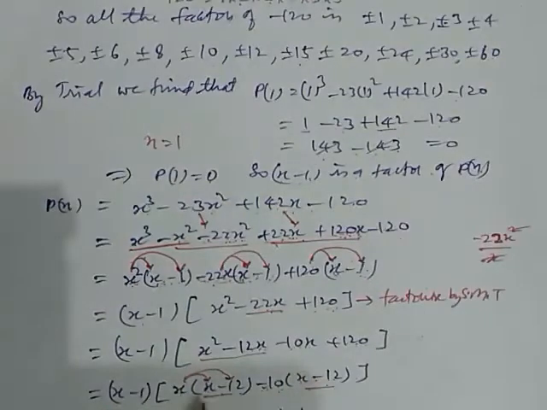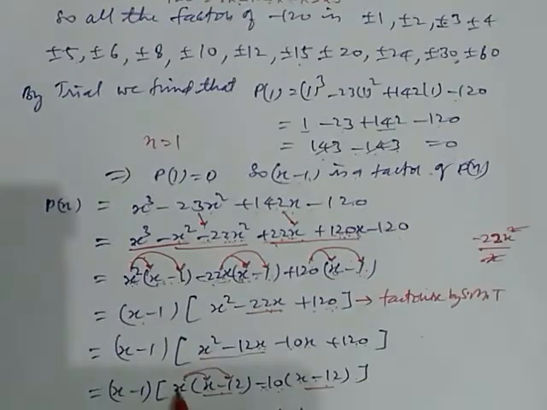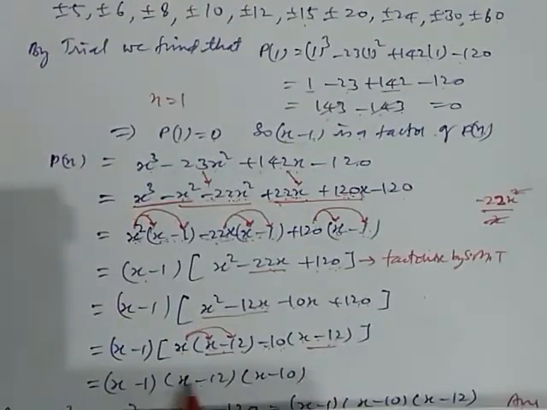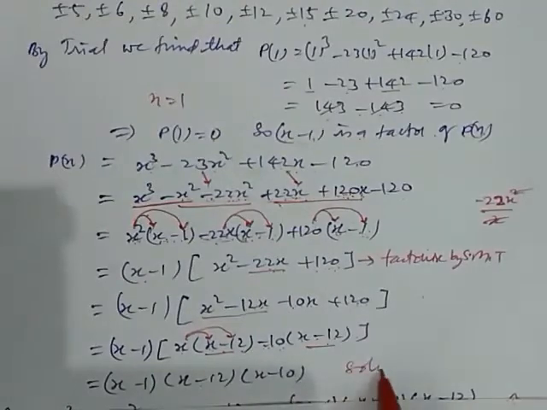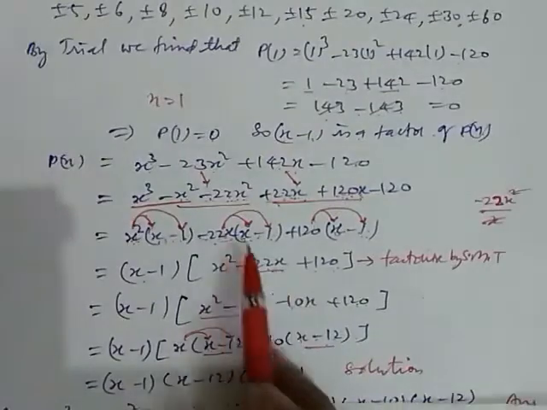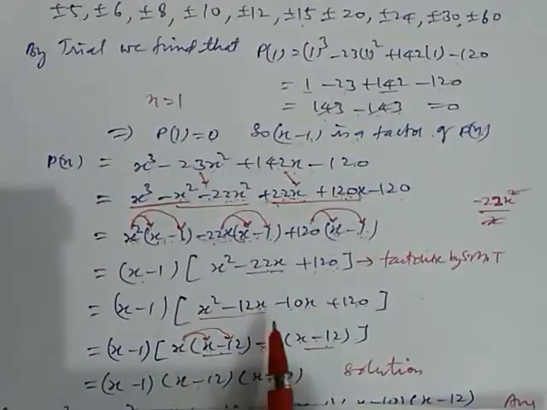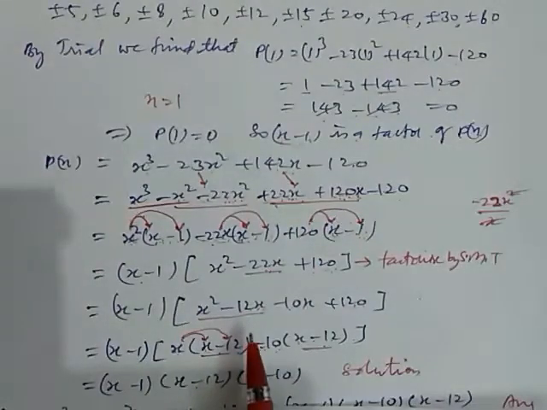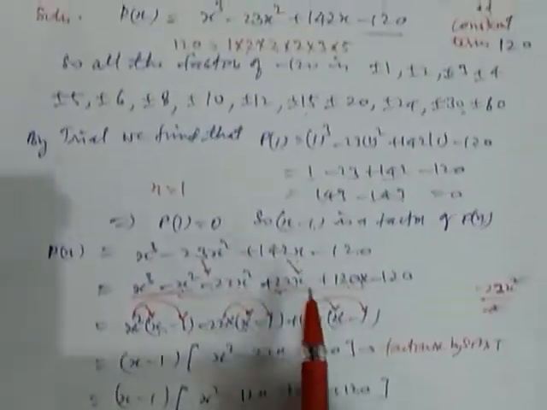The procedure is correct. Now take x minus 12 as common. So what is left? X minus 10. So here x minus 10. Now this is the factorization. This is our solution. Okay. But if you do not understand this procedure, and you are not feeling this method is short, then you have to proceed.